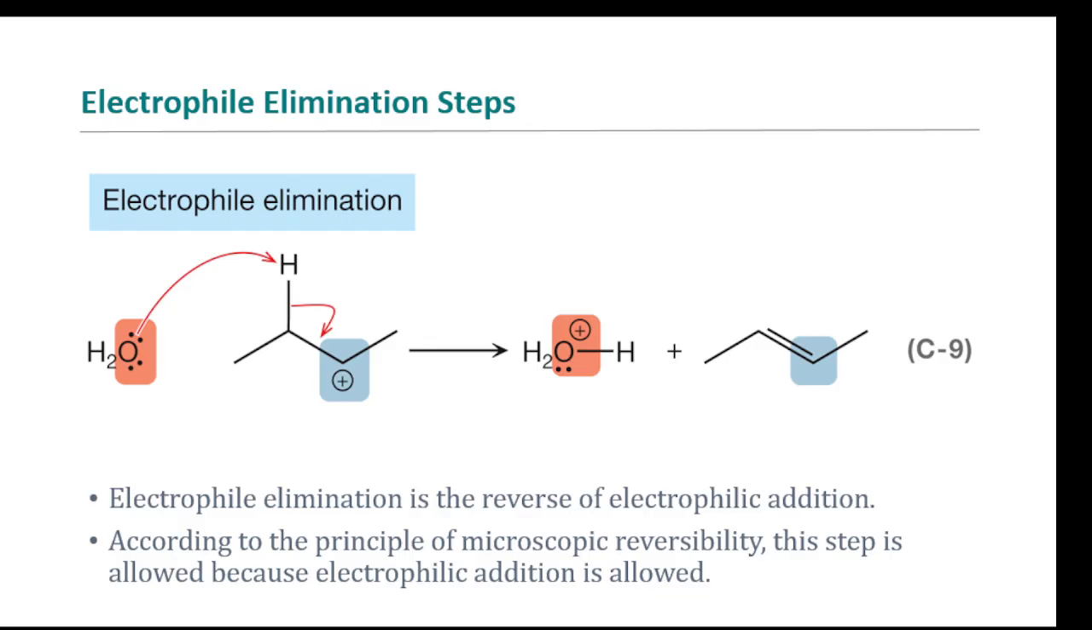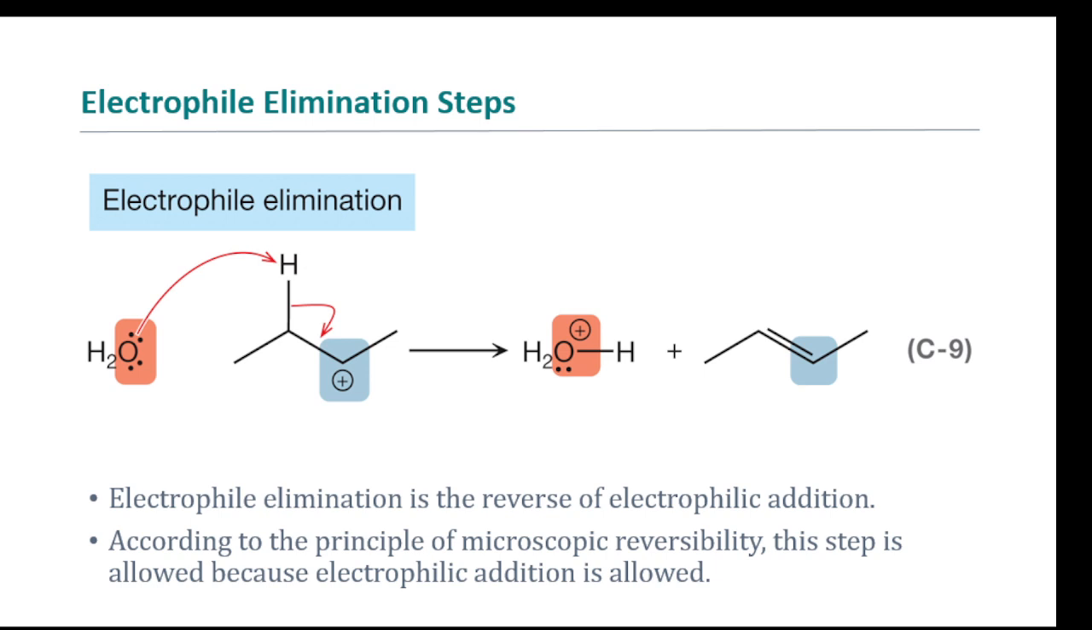All right, so the electrophile elimination steps. Again, we're going to have this H2O here. That's going to be your source of electron density. Notice it's going to be attacking this hydrogen again. This is going to be the electrophile elimination. It's going to be the reverse of the electrophilic addition, so we're going to have the same thing in reverse. Again, this has to be the same because of that principle of microscopic reversibility, and it has to have the same allowed step.